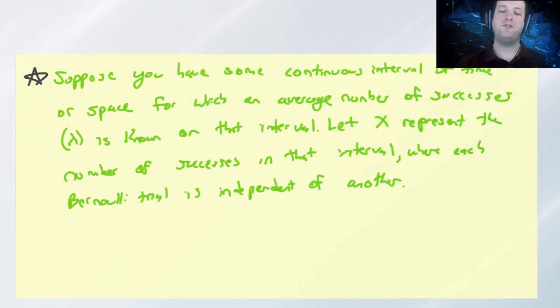So suppose you have some continuous interval of time or space for which an average number of successes, which we're going to call lambda, is known on that particular interval. Let x represent the number of successes in that interval of space or time, where each Bernoulli trial that occurs in that interval is independent of another.